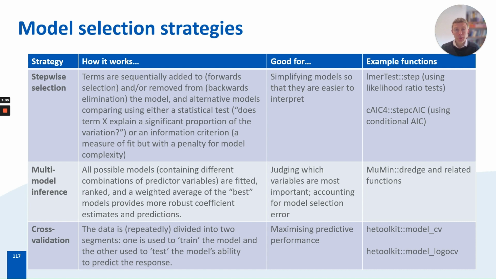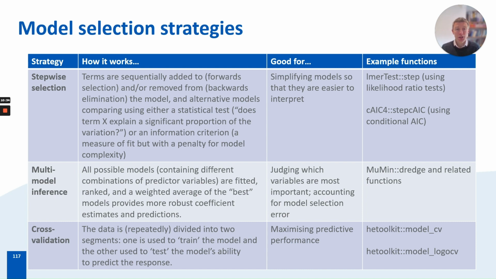A third strategy that we can use is one called cross-validation. Cross-validation involves splitting our data set into two segments. One of those segments we call our training data set, and it's that which we use to train or calibrate our model. And then having fitted the model, we then apply that model to the other segment, the test data set. And this provides a direct way of measuring how well our model is able to predict the response under a new data set.